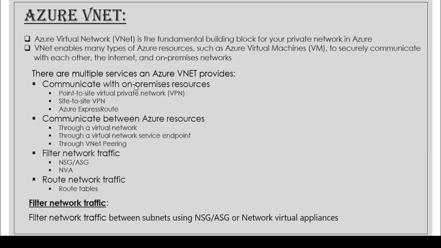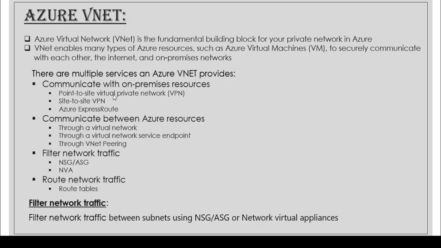So if you have a data center and you want to communicate to your data center through your Azure cloud, you can establish a point-to-point VPN. There's a service called Express Route, which you can use. Or if you want to communicate between Azure resources, you can create a virtual network. That is what we'll talk about now. And you can even use service endpoint. This is something we'll talk about at the end.